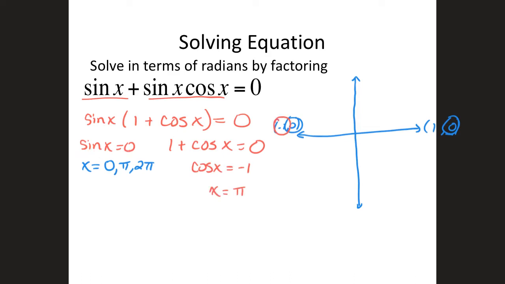Okay, sine of x equals 0 at 0, pi, and 2 pi. 1 plus cosine of x equals 0 when cosine of x equals -1, again subtracting 1 from both sides. Cosine of x is going to be -1 at the value pi. Again, I'm doing this in terms of radians. And because pi repeats itself in my solution set, my final answer will only include all solutions once.